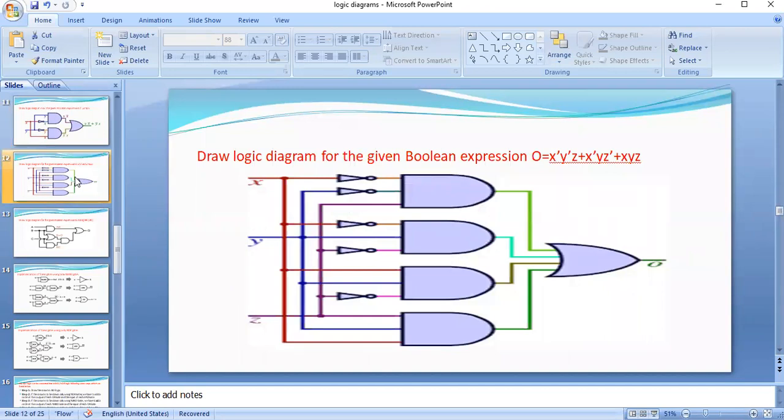In the same way, here also I'm taking one more example to draw the logic diagram for the given Boolean expression. See here the output expression: O is equal to X bar Y bar Z, plus X bar Y Z bar, plus X Y Z. We have three product terms, means we need three AND gates to draw the logic diagram. And in the same way we have an OR gate at the output. For the OR gate, the three product terms are the inputs.